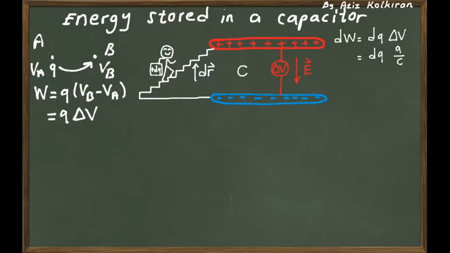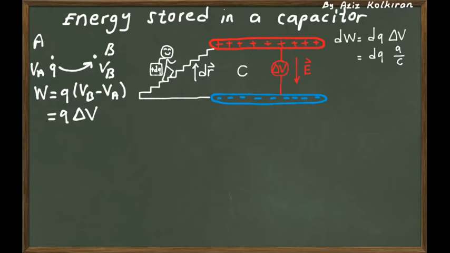I can express this delta V in terms of charge and the capacitance of these two plates, right? These two plates have a constant capacitance, C, and since C is equal to Q divided by V, this delta V can be expressed as Q divided by C. So this is the infinitesimal work to move an extra charge, dq, from one plate to the other plate.